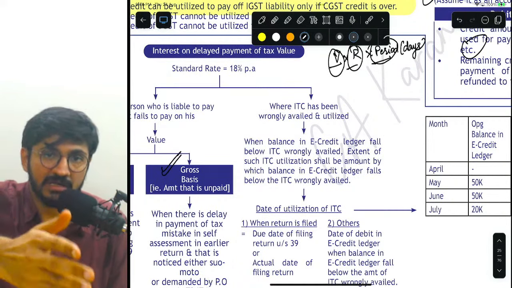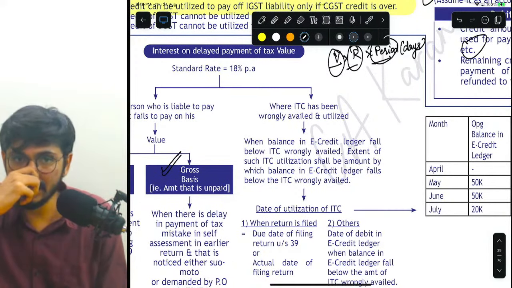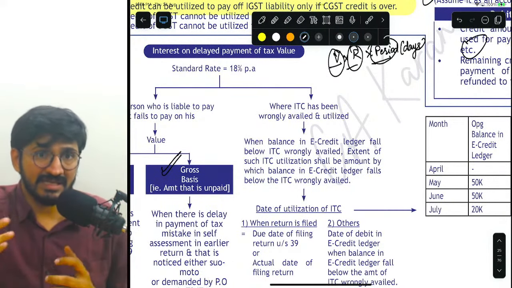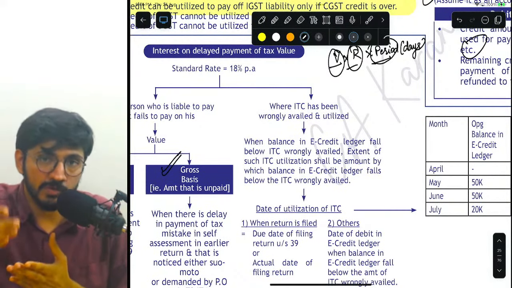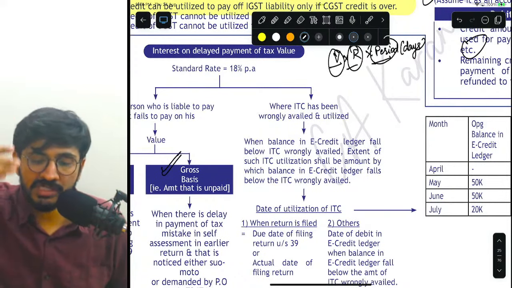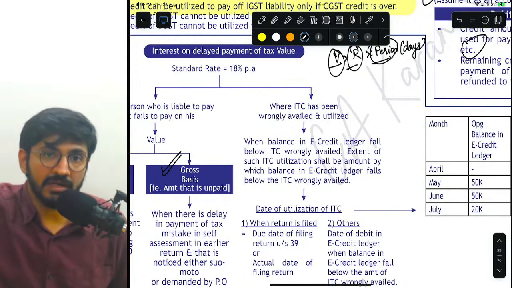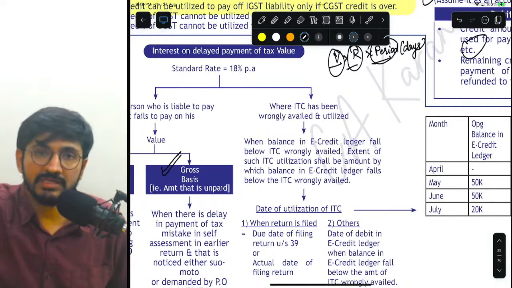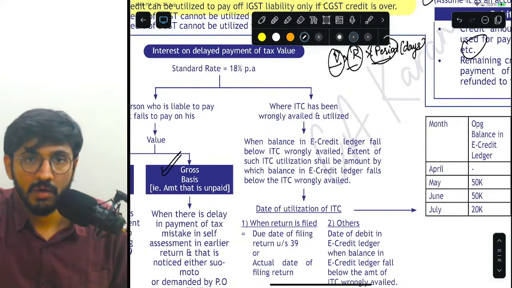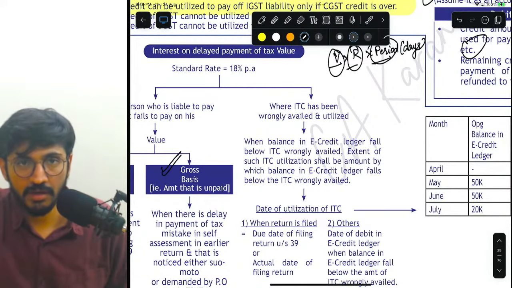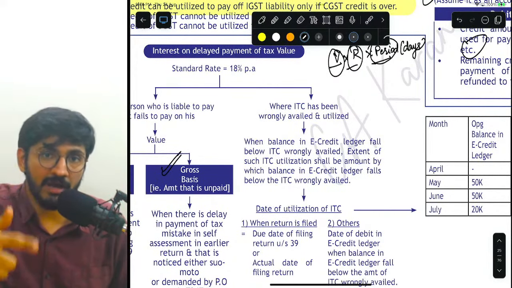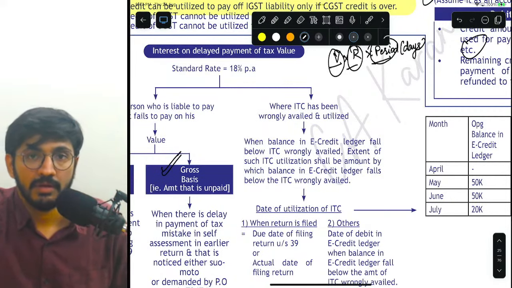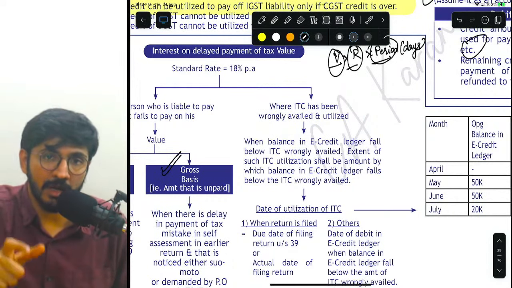You will start the counting from the 21st of the next month. So let's say that the supply was supposed to be done in January. 21st February is where you start counting from, and you pay interest till the time you paid it back to the government. Very simple.